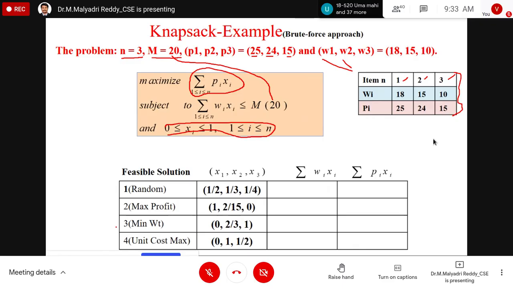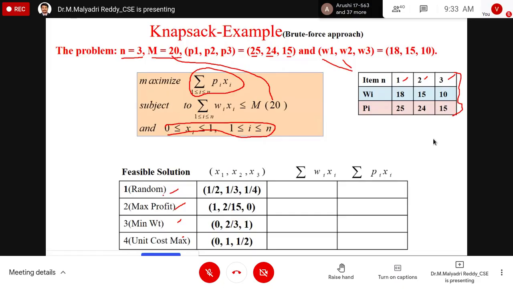According to the greedy method, we have to choose the best solution from all possible or feasible solutions, where these feasible solutions must satisfy the constraints with respect to the objective function. Suppose I choose the feasible solutions randomly or in order: from the first item 1 by 2, second item 1 by 3, third item 1 by 4. Randomly I choose. Or suppose I choose based on the maximum profit. So I have to use different feasible solutions.